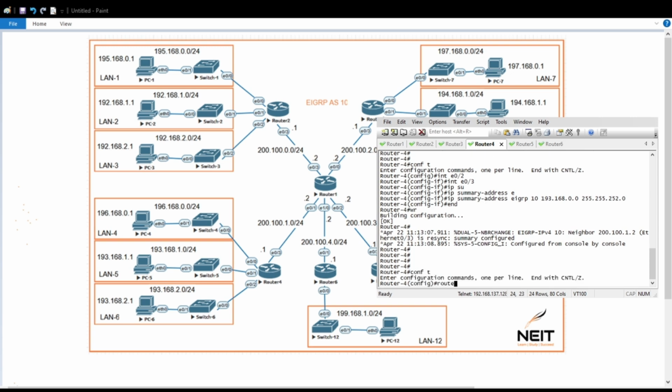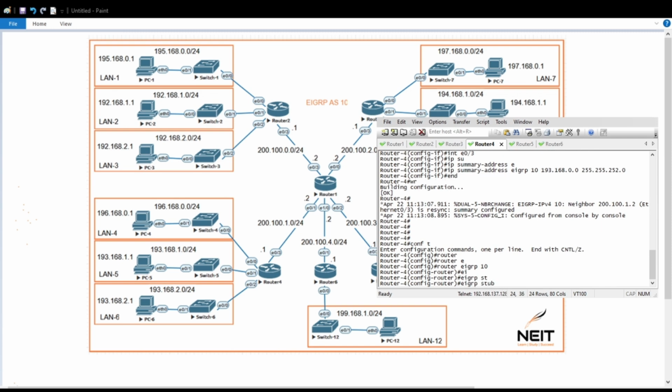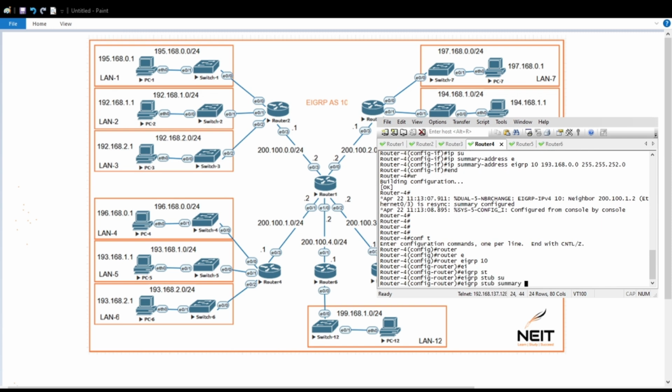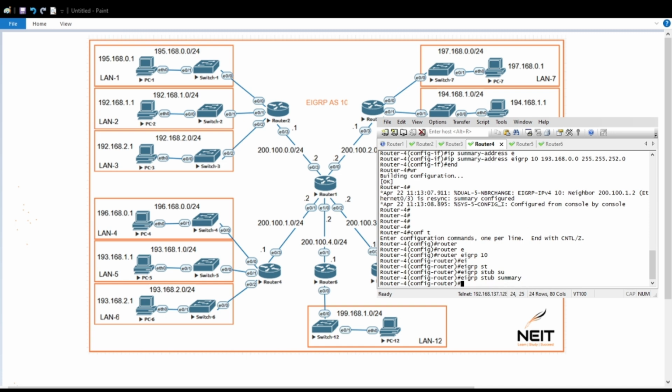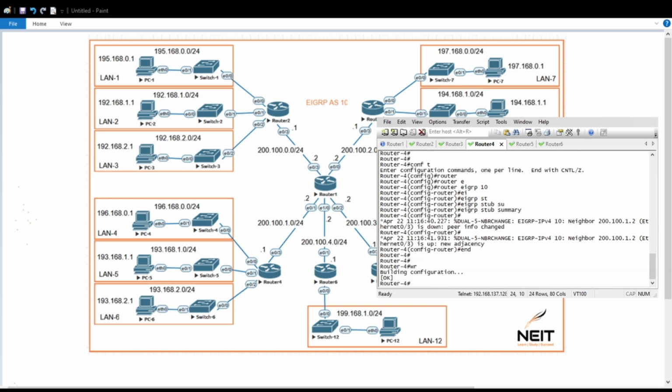So for that, again same thing here, we have to configure router 4 as a stub now, and after that we will add here the summary keyword. Okay, so after adding the summary keyword, router 4 will only advertise the summary addresses towards router 1. So he will not advertise the directly connected networks.